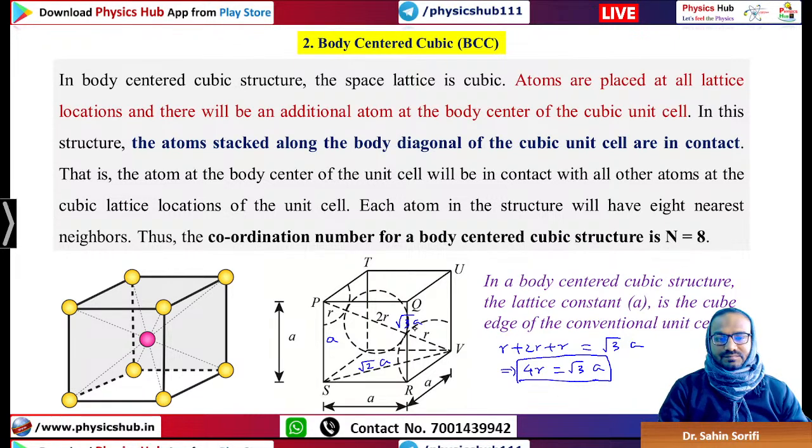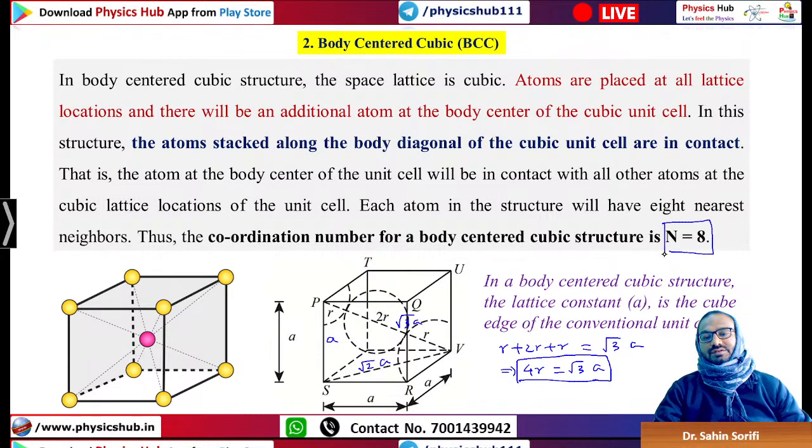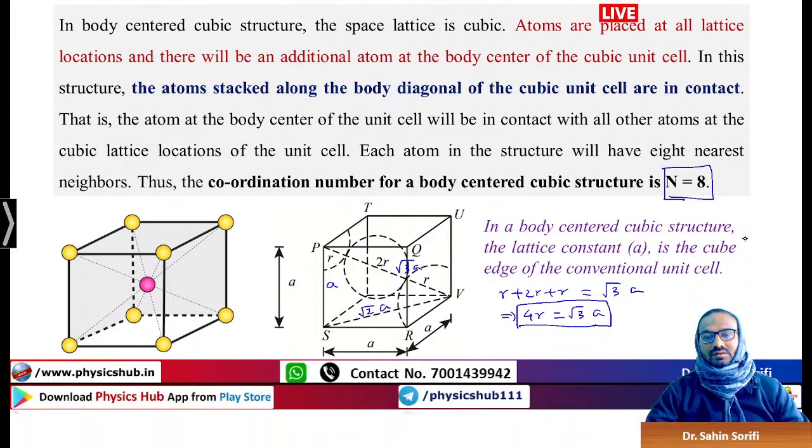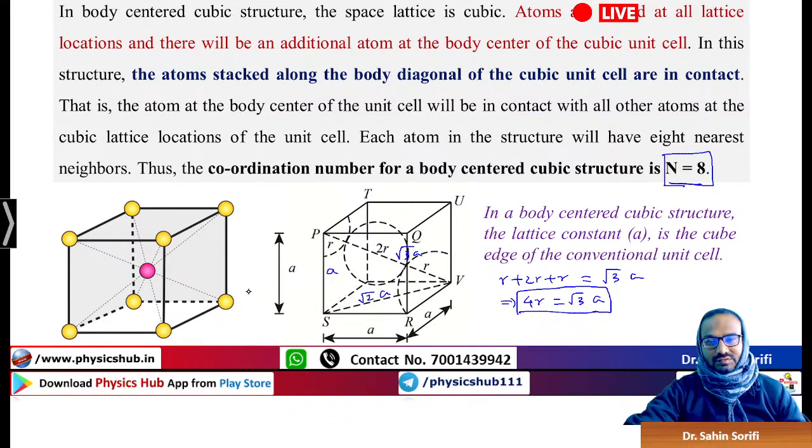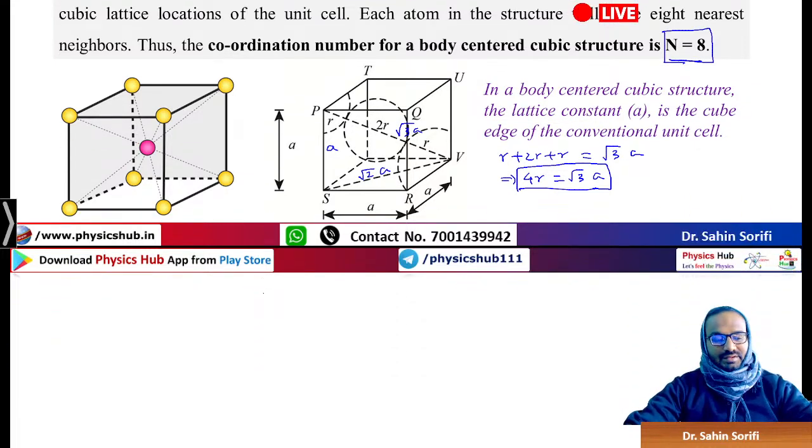Okay. And here the coordination number for a body centered cubic structure is 8. You can easily understand it. N equals 6 for simple cubic. Now 2 additional ones will come because of the body center atom. So the total coordination number becomes 8 for BCC. Simple cubic 6, body centered cubic 8.